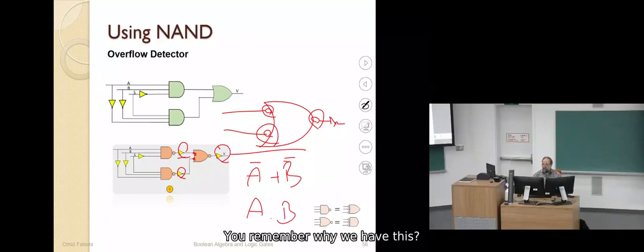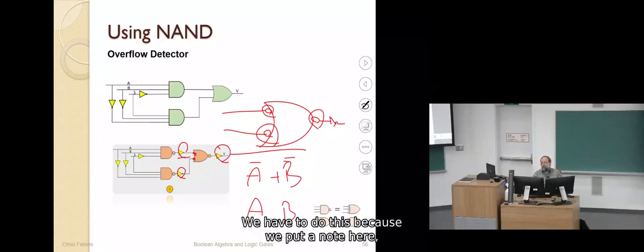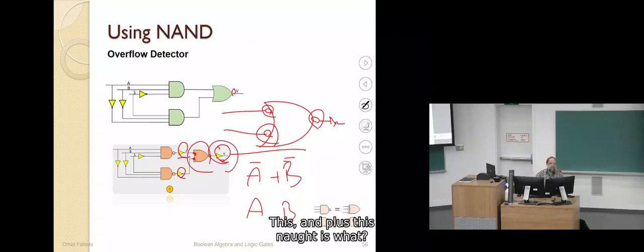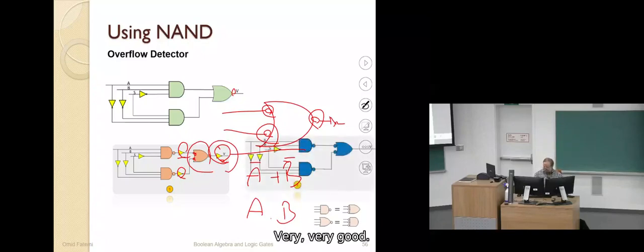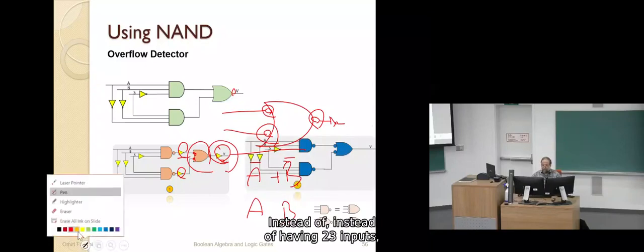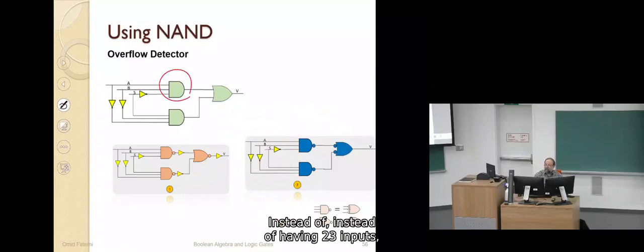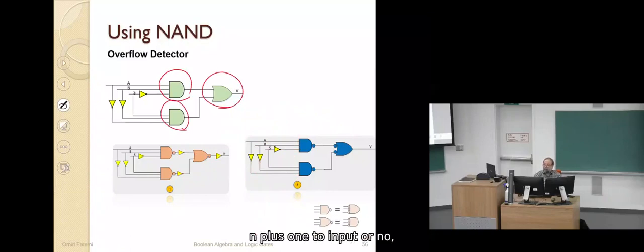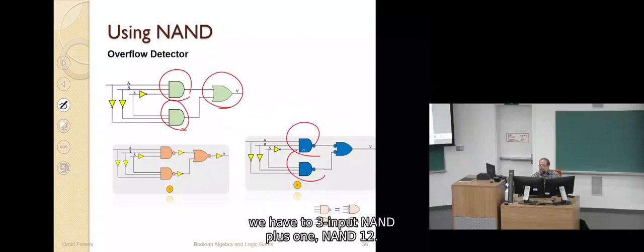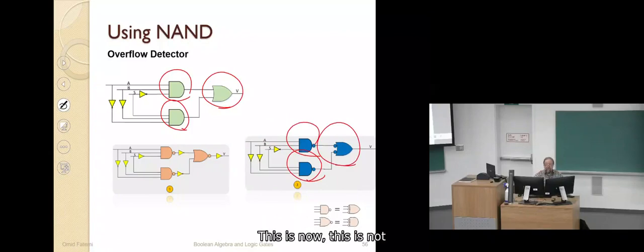You remember why we had this? Oh, we have to do this because we put a knot here, so we have to. So this will become an AND and this is a knot. This AND plus this knot is what? NAND. So we change this to this. Very, very good. Instead of having 2 3-input ANDs plus 1 2-input OR, now we have 2 3-input NANDs plus 1 NAND. This is NAND. This is NAND. Exactly as you told us.